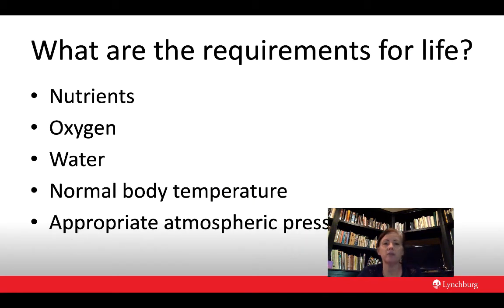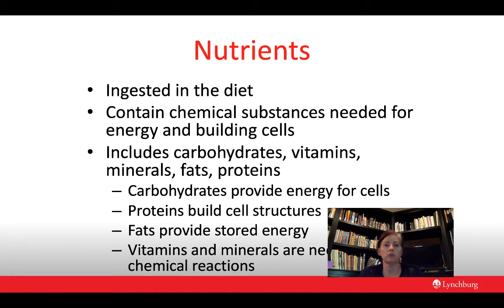Requirements for life. What are the things that we need in order to stay alive? Well, the first thing is nutrients. Nutrients are what we ingest in our diet, and you can think of them as vitamins and fat and protein and carbohydrates. They do all different types of roles for us in our body. These are the chemical substances that are broken down in our digestive system and form building blocks of things that we need for energy and also cellular repair and construction within our body.